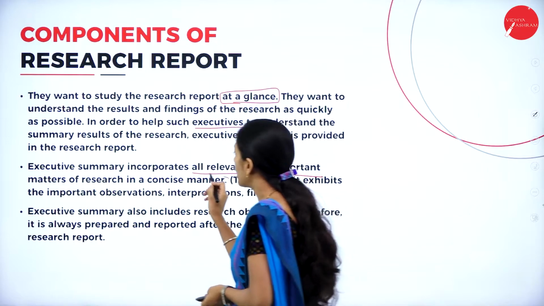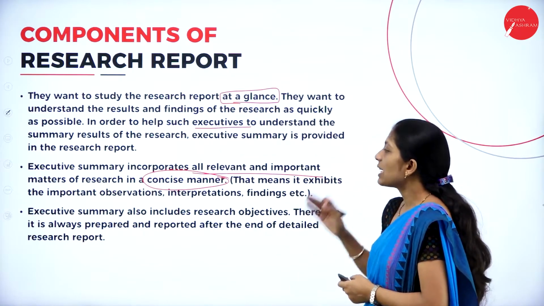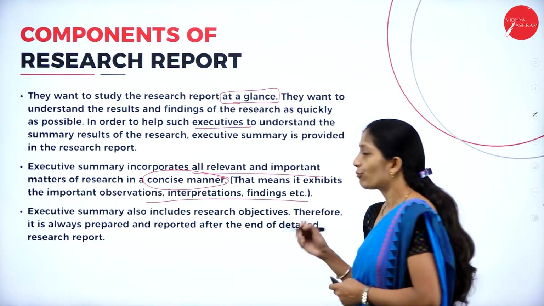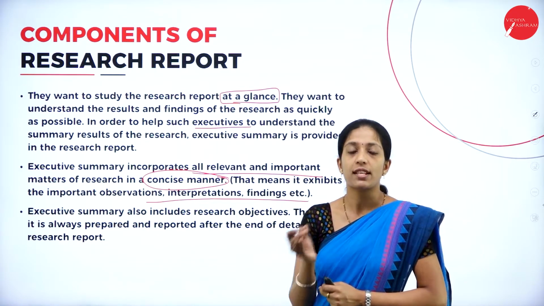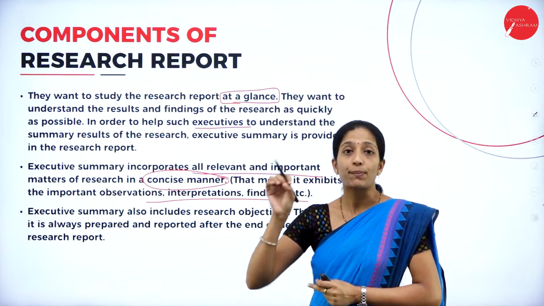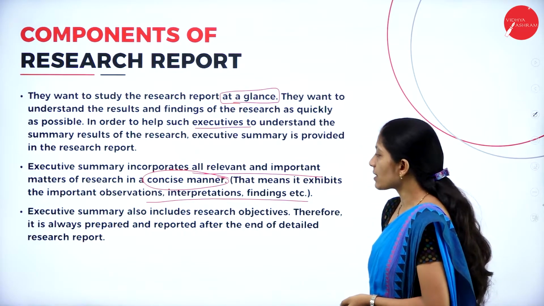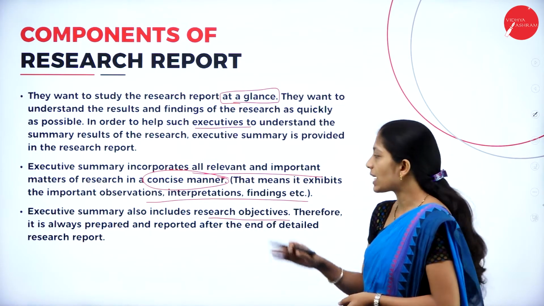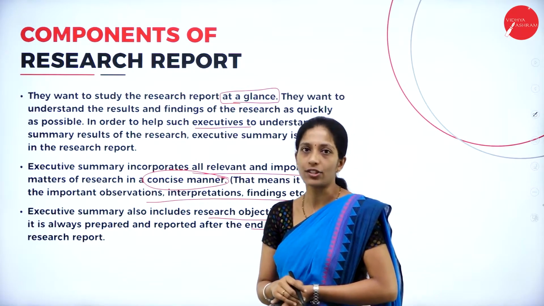In a short manner, it includes all the important aspects. That means it exhibits the important observations, interpretations, findings, suggestions, solutions, recommendations. So like that, important concepts only will be included in the synopsis. The executive summary also includes research objectives. Therefore, it is always prepared and reported at the end of the detailed research report.